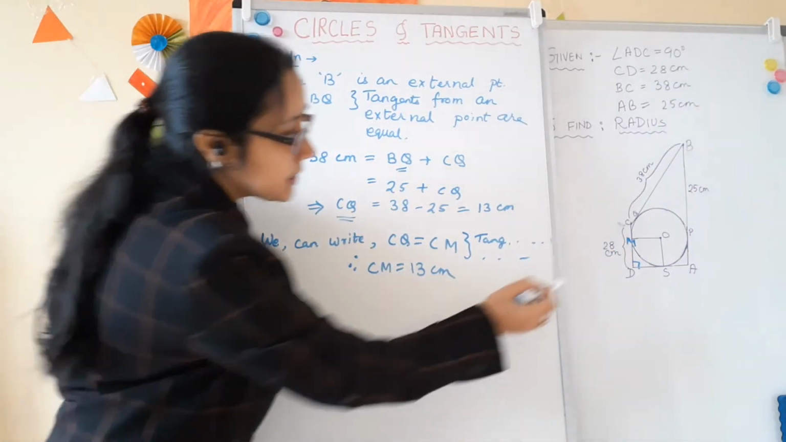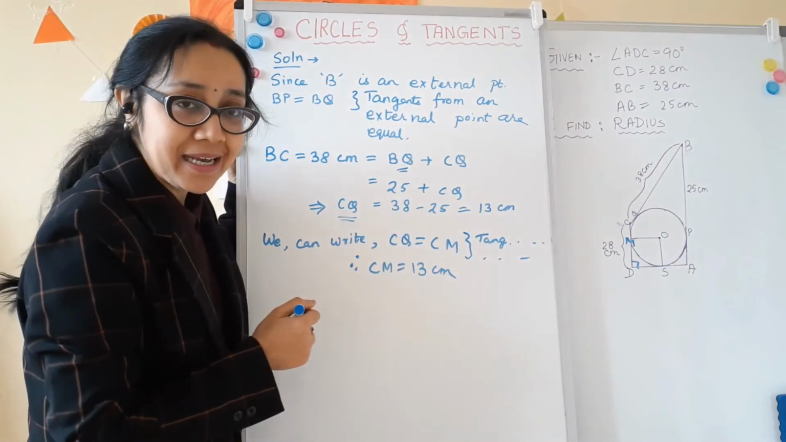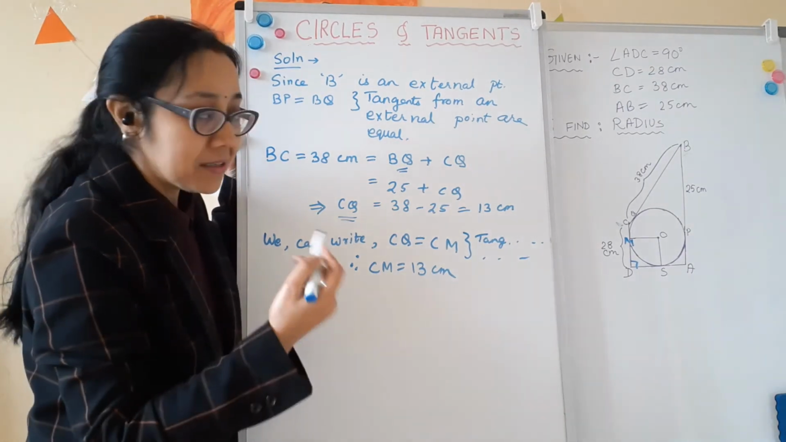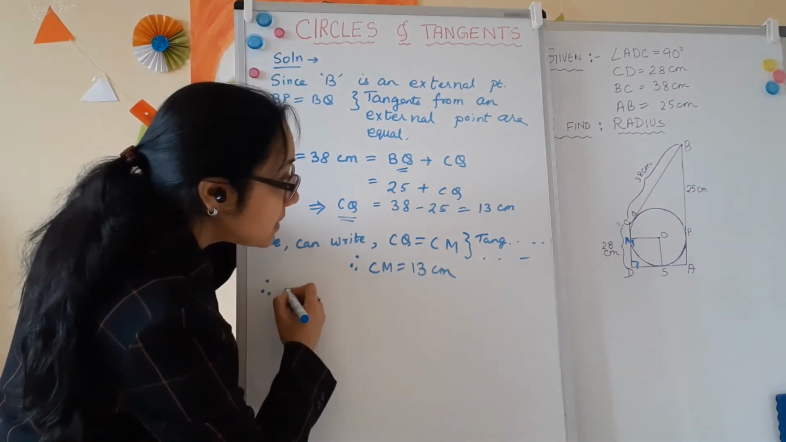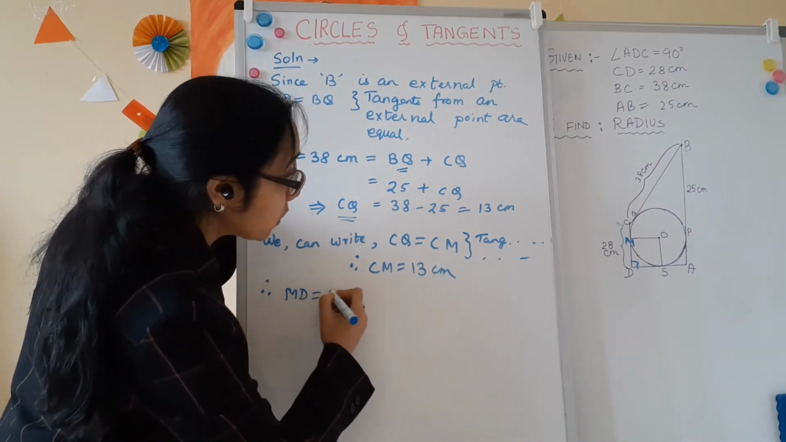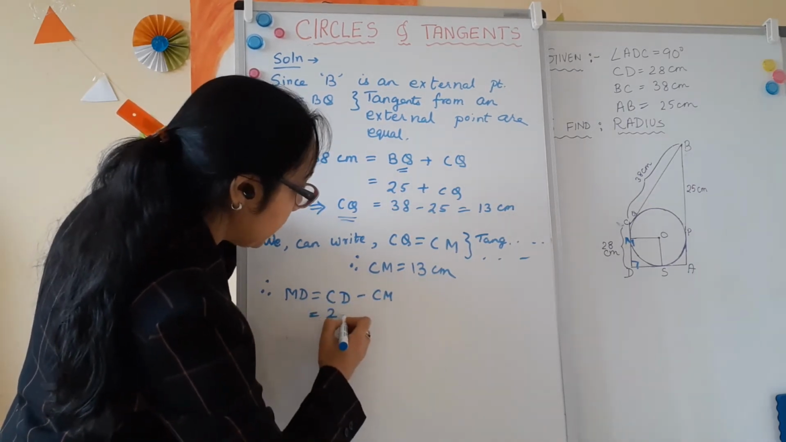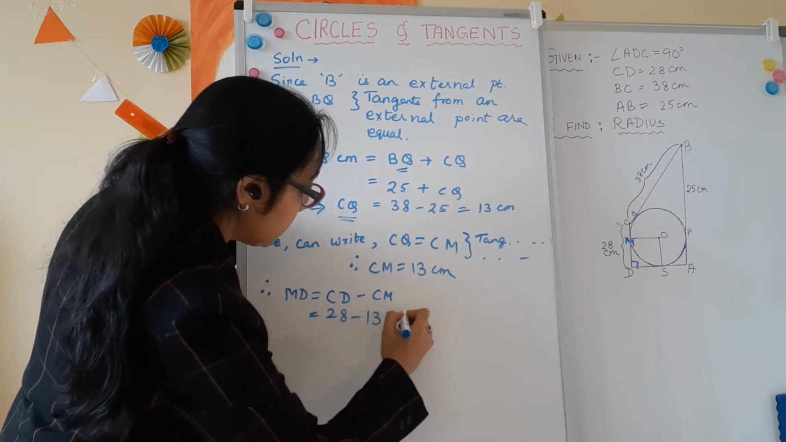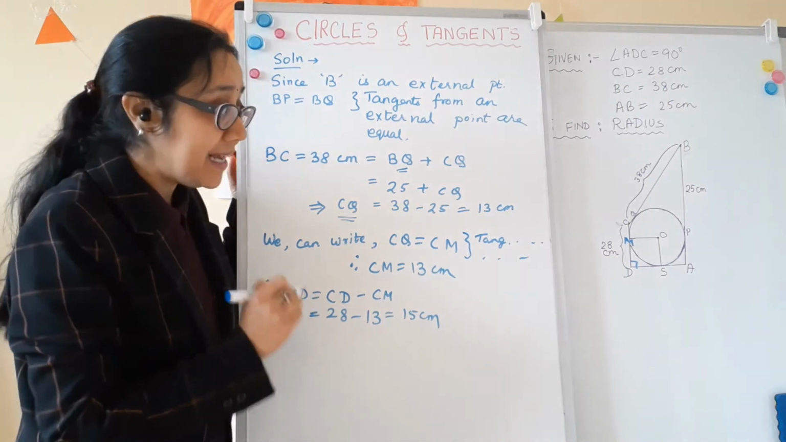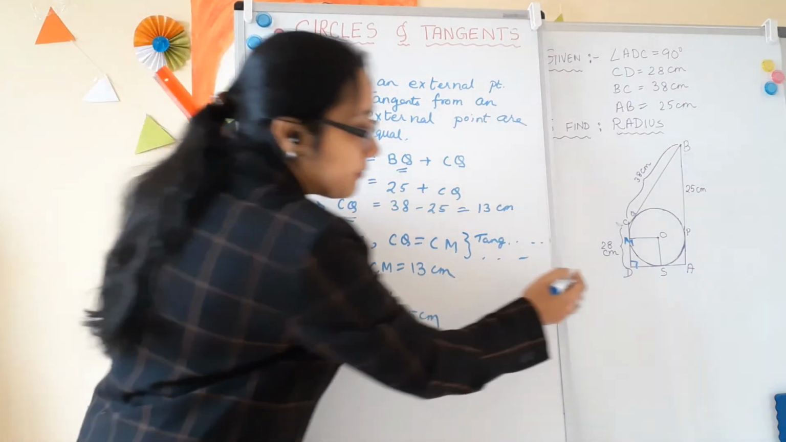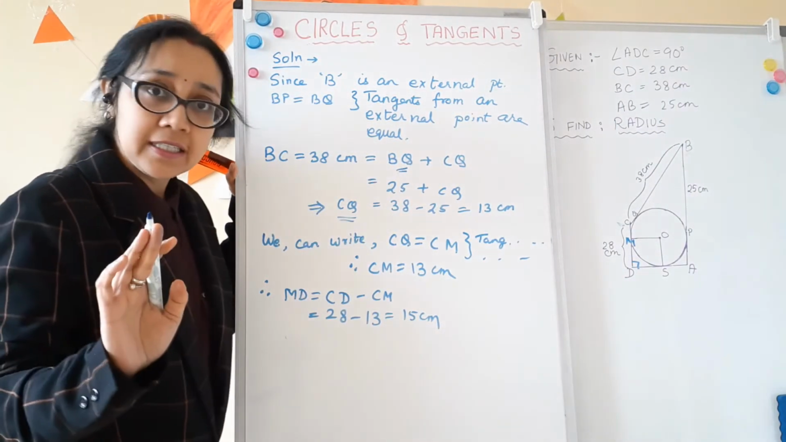Right? Now it is given that CD is 28. So CD is 28, that means MD is what? It is just 28 minus 13. So we can write, therefore, MD is equal to CD minus CM, which is equal to 28 minus 13, 15 centimeter. So MD is 15 centimeter. Okay, now D is also an external point, right? So if this is 15, this is also 15.